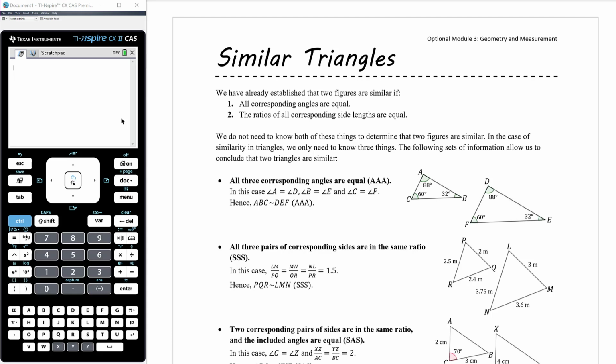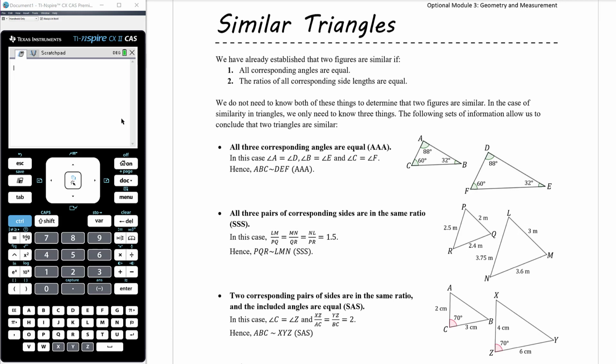We want to focus specifically on similar triangles because when we have similar triangles, we actually don't need to know about all three angles and all three side lengths in order to determine whether the triangles are similar. As I said, we've already established that two figures are similar if all corresponding angles are equal and if the ratios of all corresponding side lengths are equal. We don't need to know both of these things. That's equivalent to 3 bits of information, because there will be 3 angles and 3 side lengths in each triangle. So we don't need to know all 6 bits of information to know that two triangles are similar.